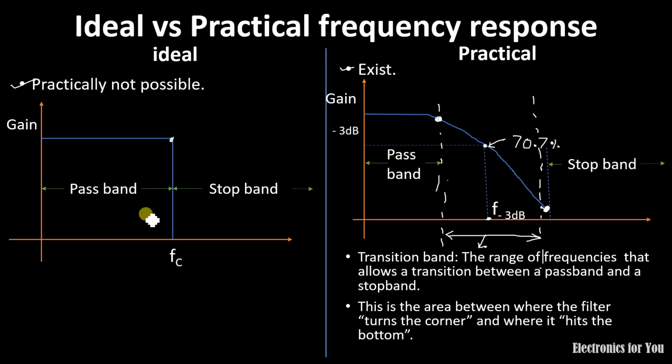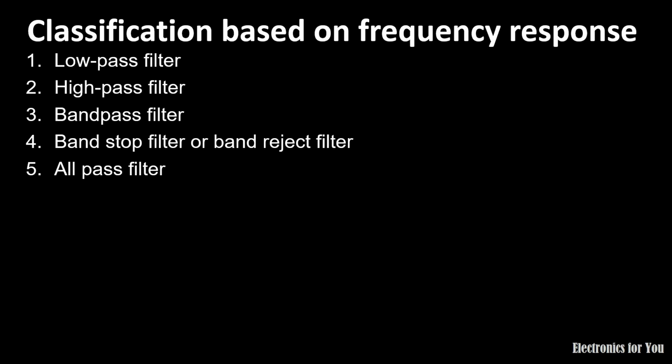In general, what we consider in this frequency response is the critical frequency or cutoff frequency. And if we neglect the transition band, then at the cutoff frequency we consider this as pass band and the remaining band as stop band. So let's move toward the main topic, that is the classification based on the frequency response. It is classified into low pass filter, high pass filter, band pass filter, band stop filter, or all pass filter. Now we will see them one by one.